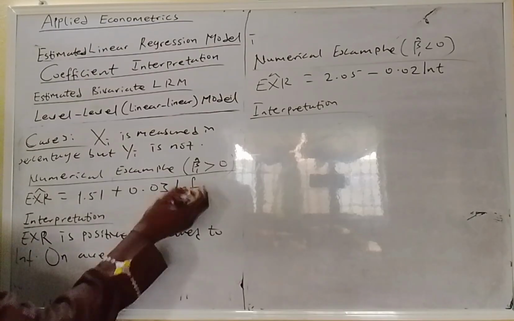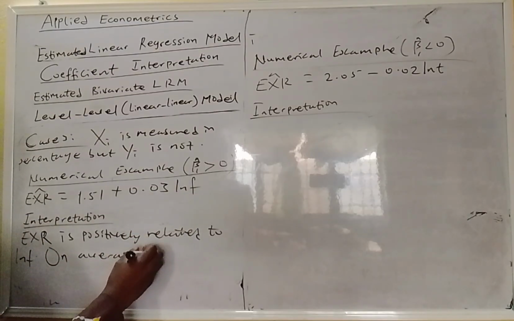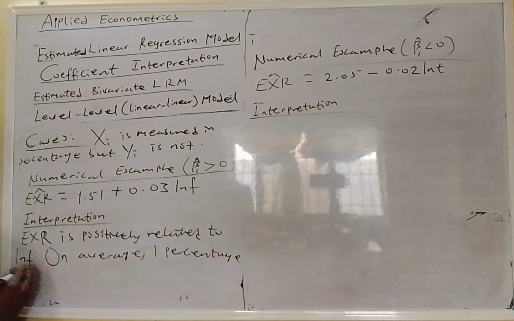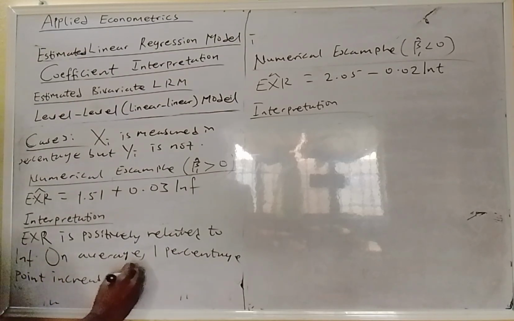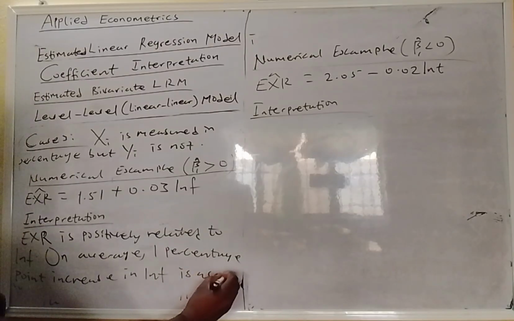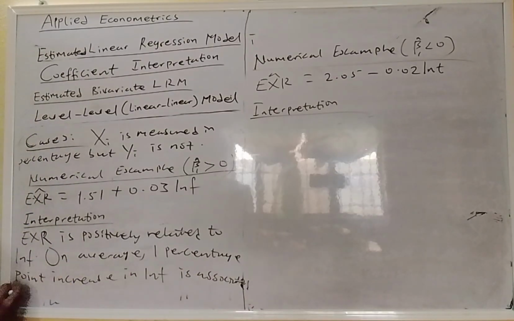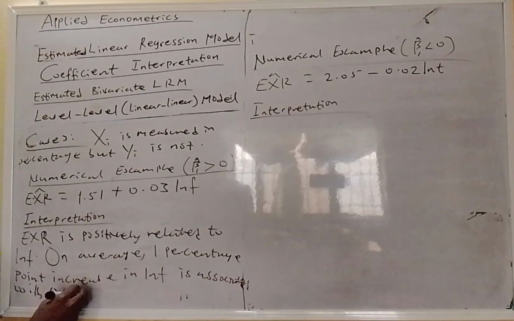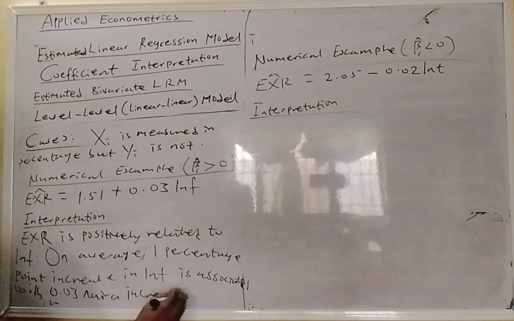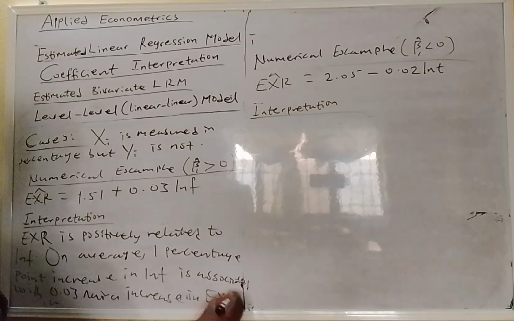Because inflation is in percentage, we say a 1 percentage point increase in inflation is associated with a 0.03 naira increase in exchange rate. So why is it naira?